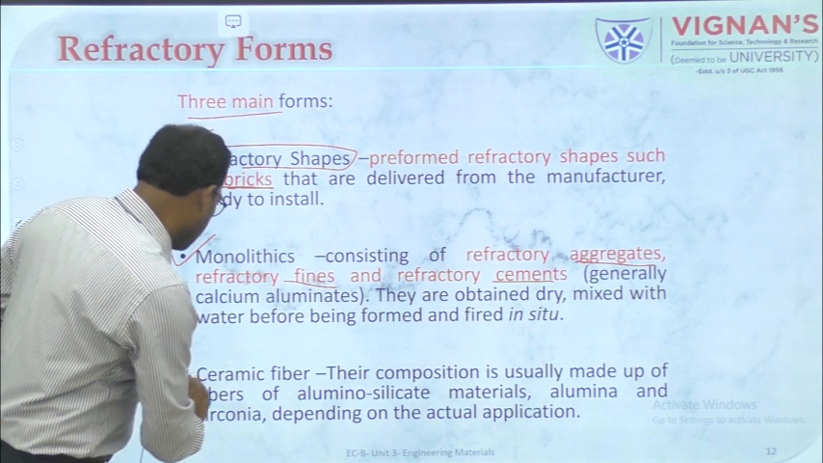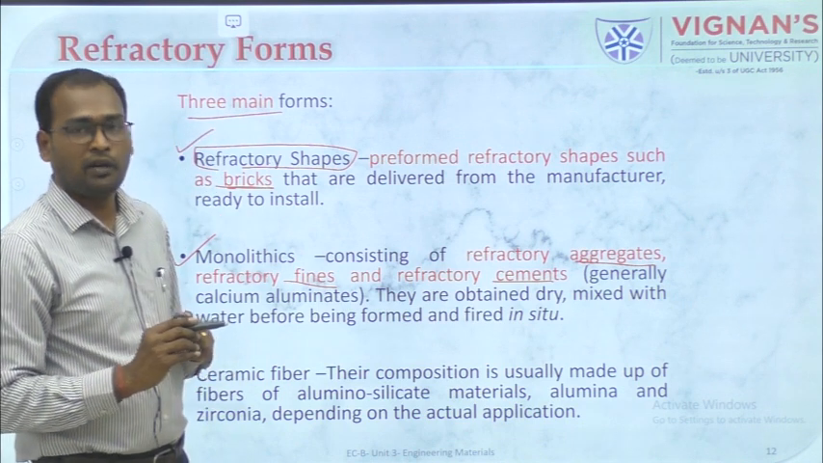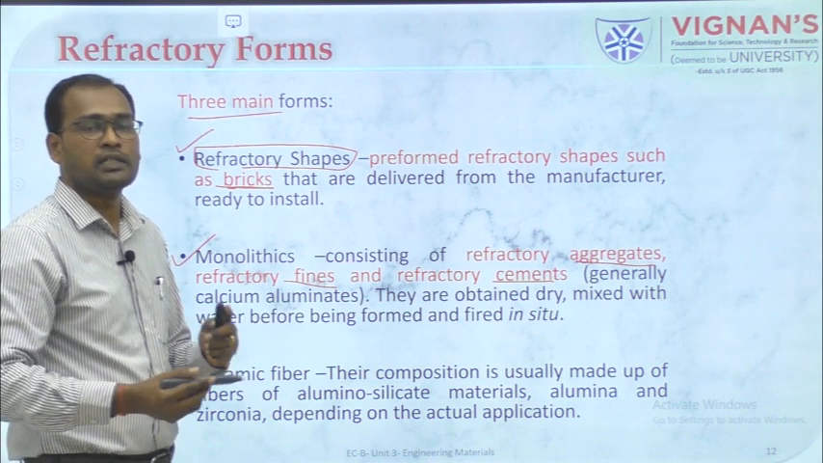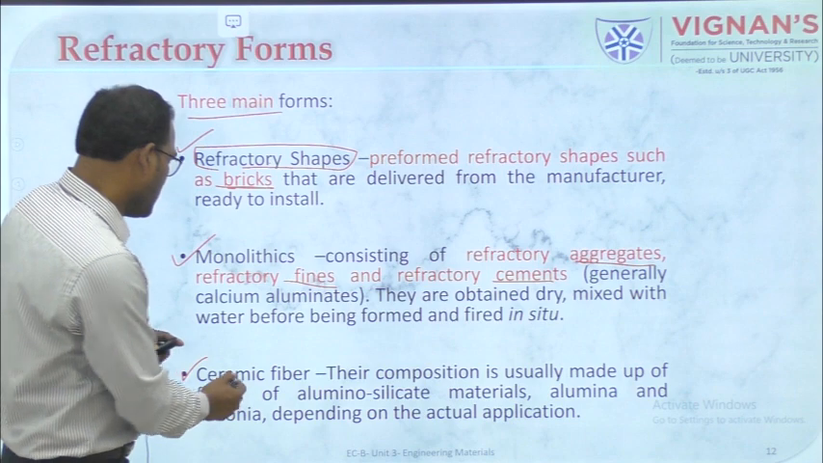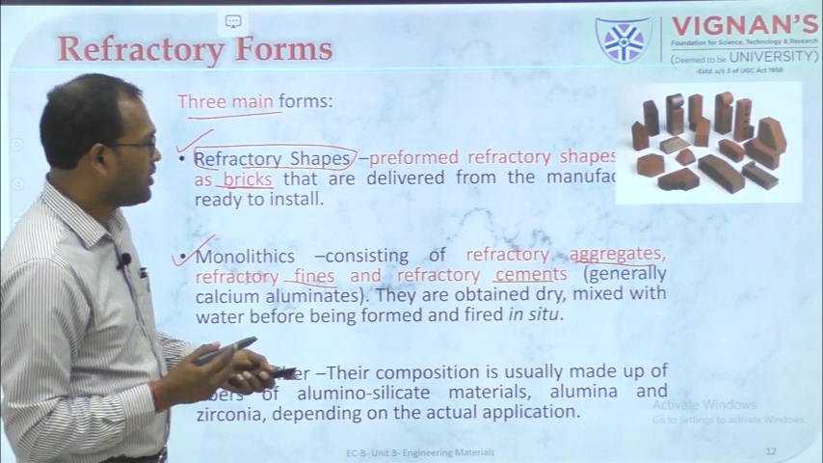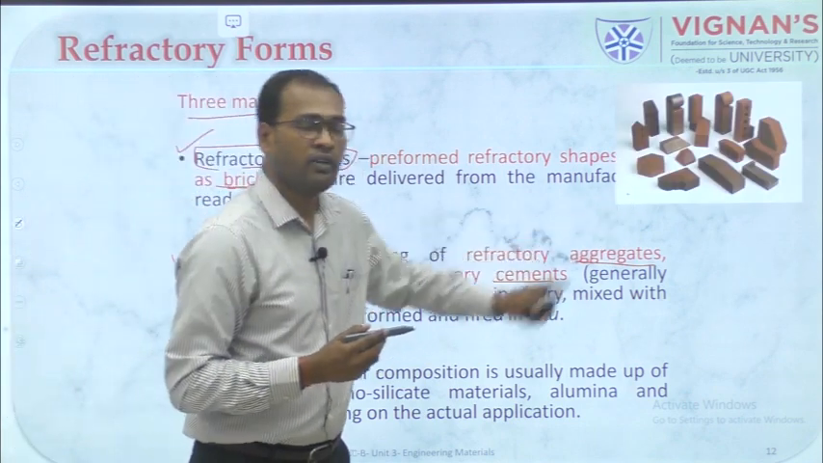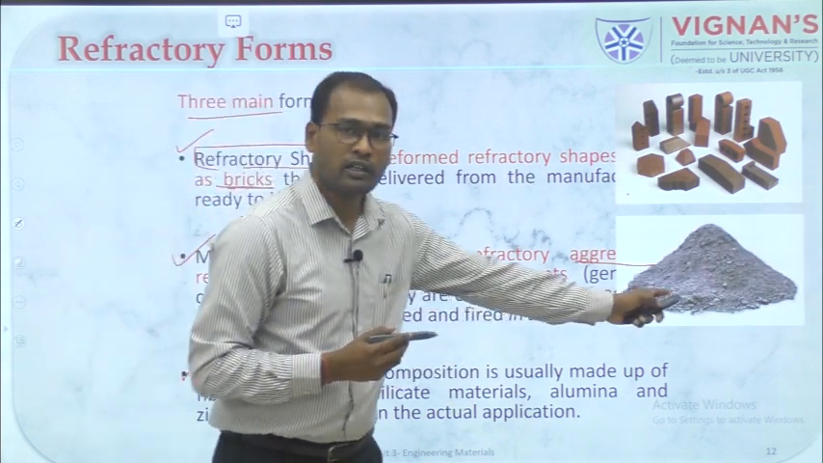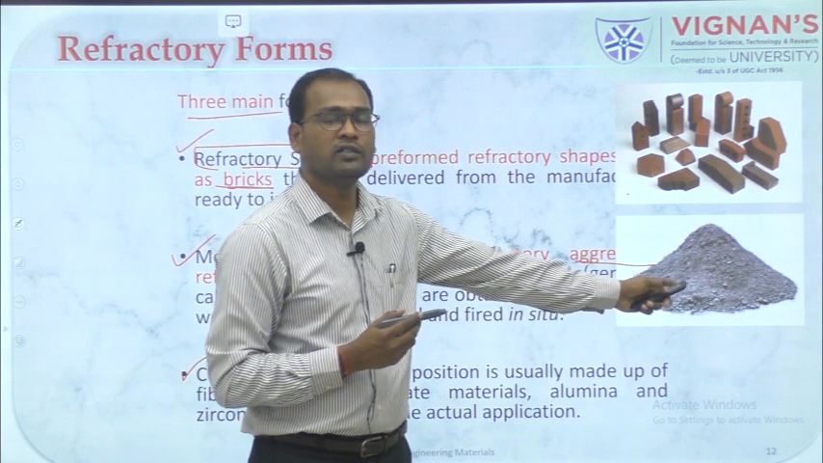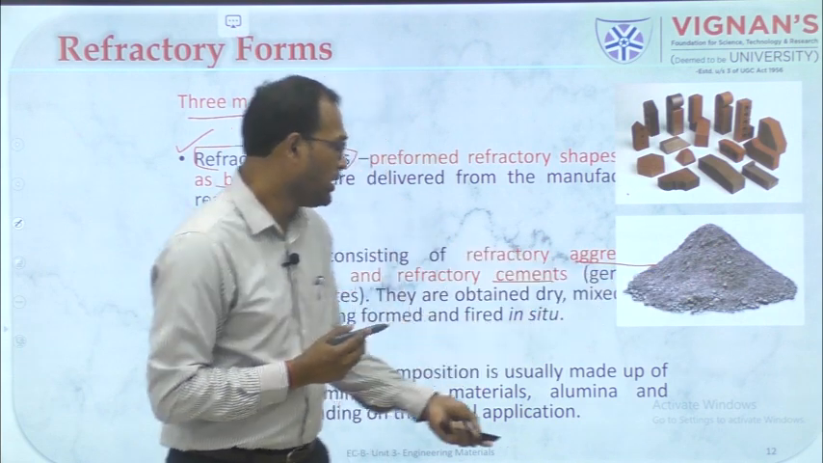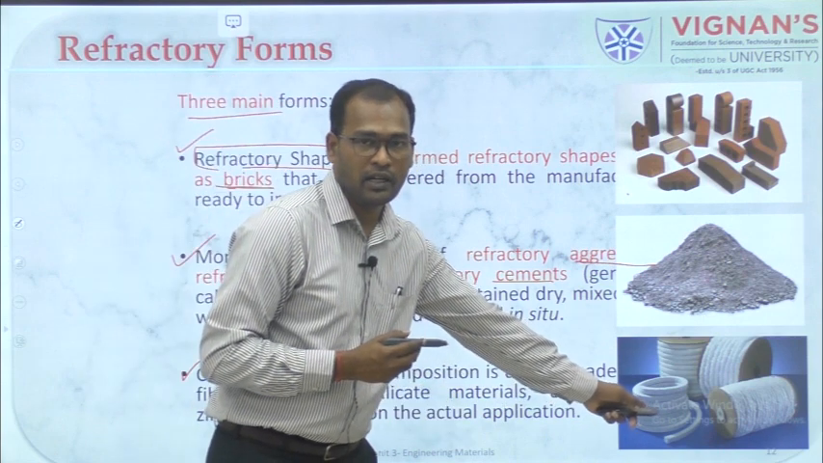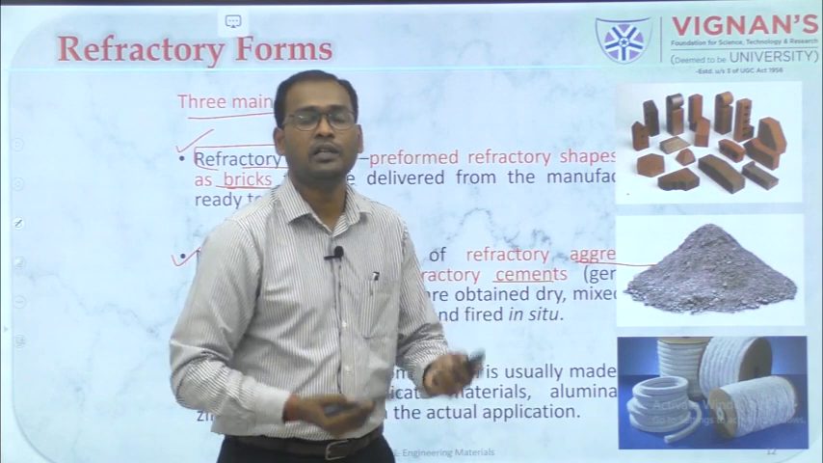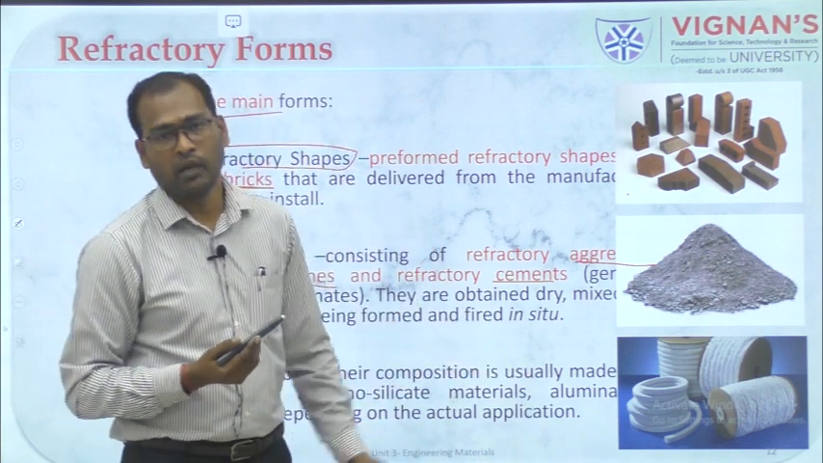And the third one is ceramic fibers, where the refractory material is kneaded into a thread-like material which can be used as an insulator, right? So this is ceramic fiber. I will show you some of the images. This is preformed shapes, right? You can see the bricks and all. And the second one is monolithic. It looks like cement, which we mix with water and make the required shape. And the last one is fibers, right, where the refractory material is kneaded into a thread-like material and it will be used in different applications, mostly electrical applications, right?